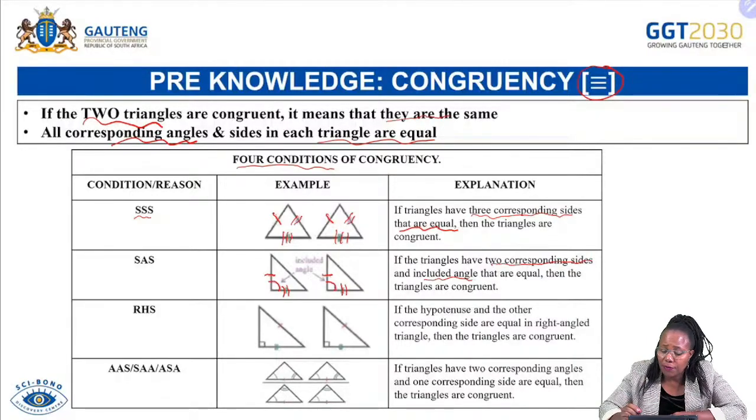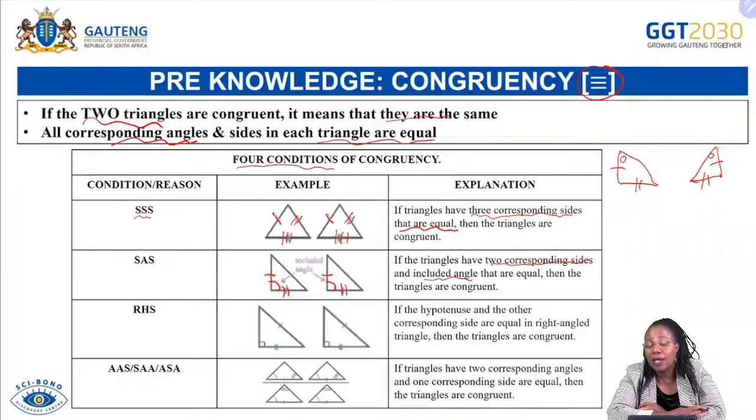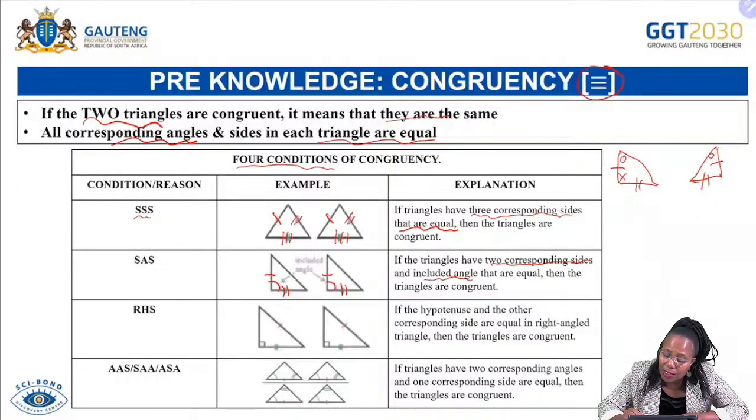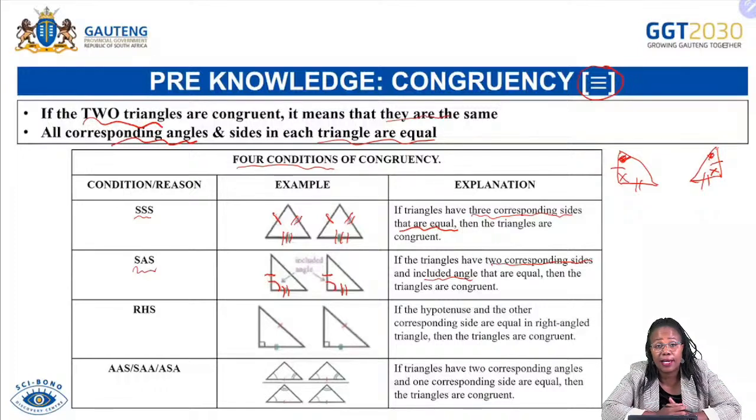You can't take, for example, a triangle here and another one, where this side is equal to that one, this is equal to that one, and then I have an angle which is equal to that one. These two triangles are not congruent, because the angle must be included. It must be between the equal sides, not there, to be congruent. I hope that is clear, grade 12. It must be two corresponding sides with an included angle, and the reason will be side, angle, side: side, angle in between, and another side.